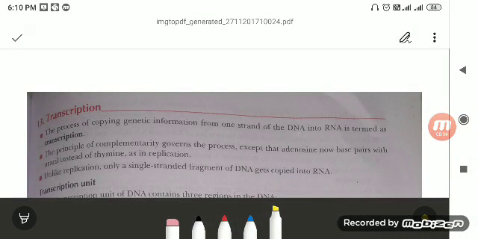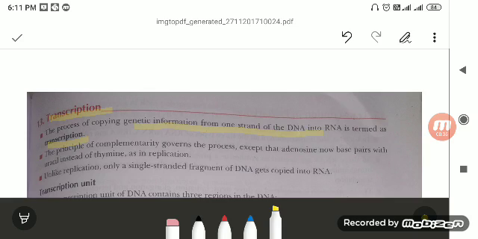Today we are going to discuss a very important topic from your chapter, molecular basis of inheritance, and the name of that topic is transcription. What do you mean by transcription? Transcription means the synthesis of RNA from DNA. So the process of copying genetic information from one strand of DNA into RNA is termed as transcription.